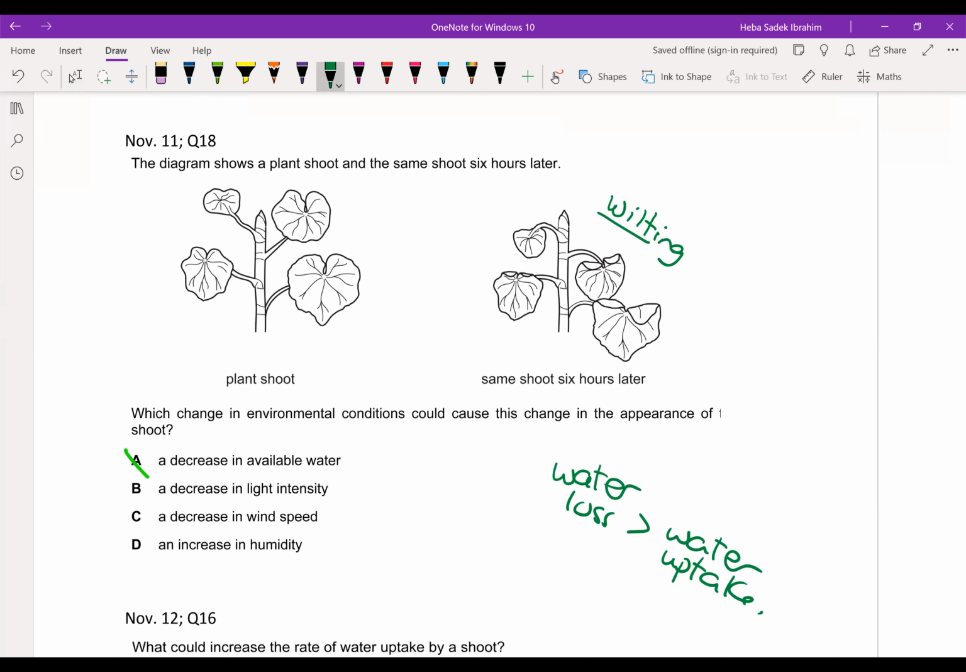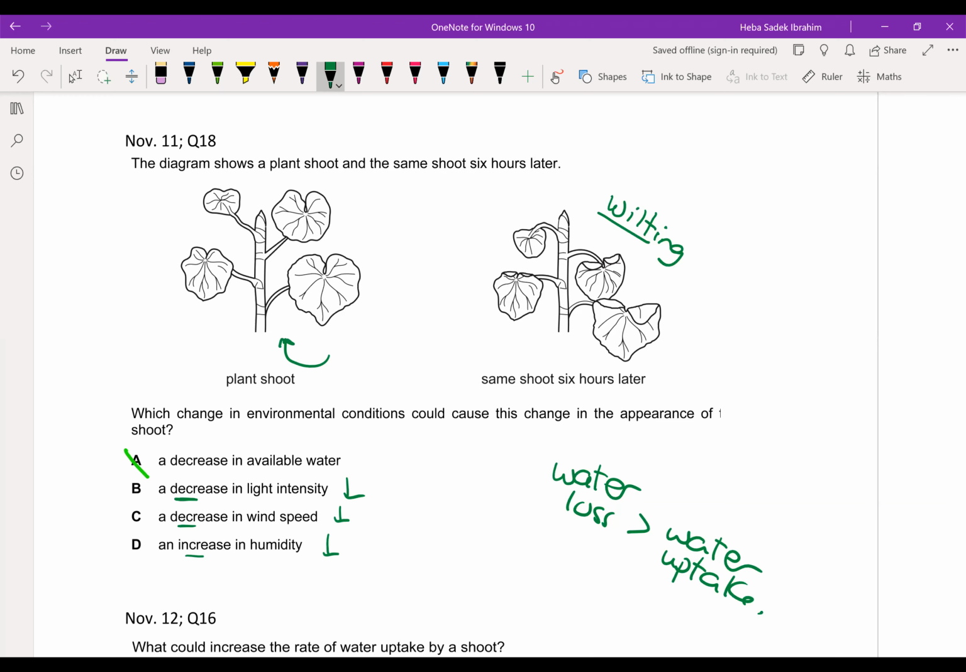طيب تعال نبص هنا بقى. A decrease in light intensity not true لأن ال decrease في اللايت هيقلل ال transpiration. A decrease in wind هيقلل ال transpiration. And increase in humidity هيقلل ال transpiration. لكن بيقولك a decrease in the available water. لما الووتر اللي موجودة تحت في السويل قليلة يبقى ال water that's being lost is more than the water uptake because أنا ال water uptake بتاعتي has decreased.